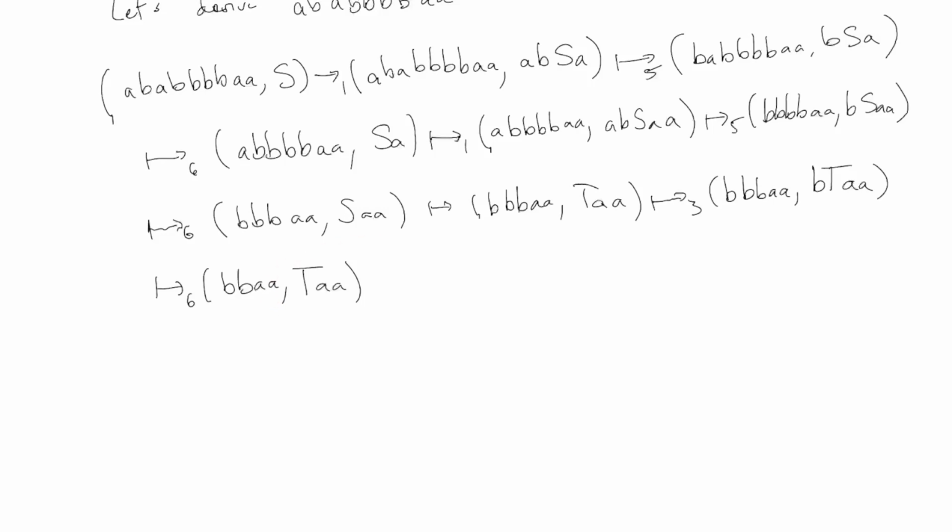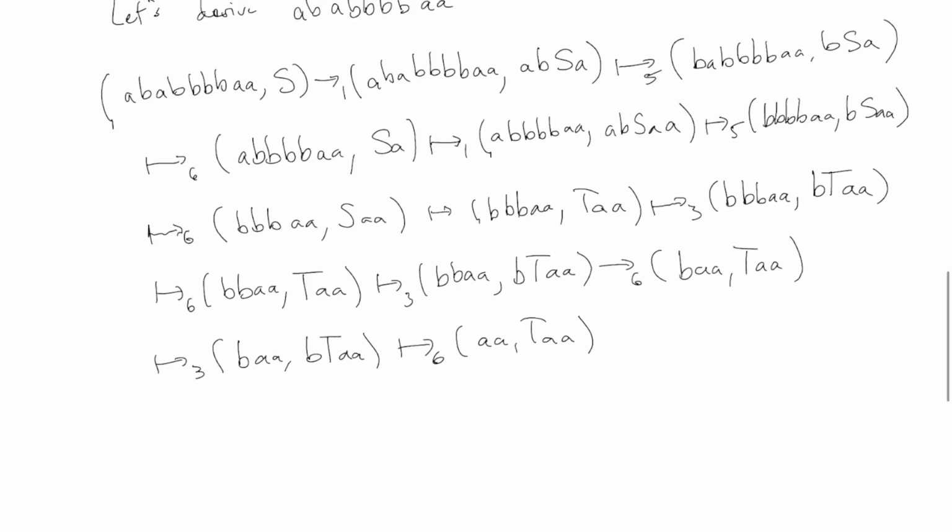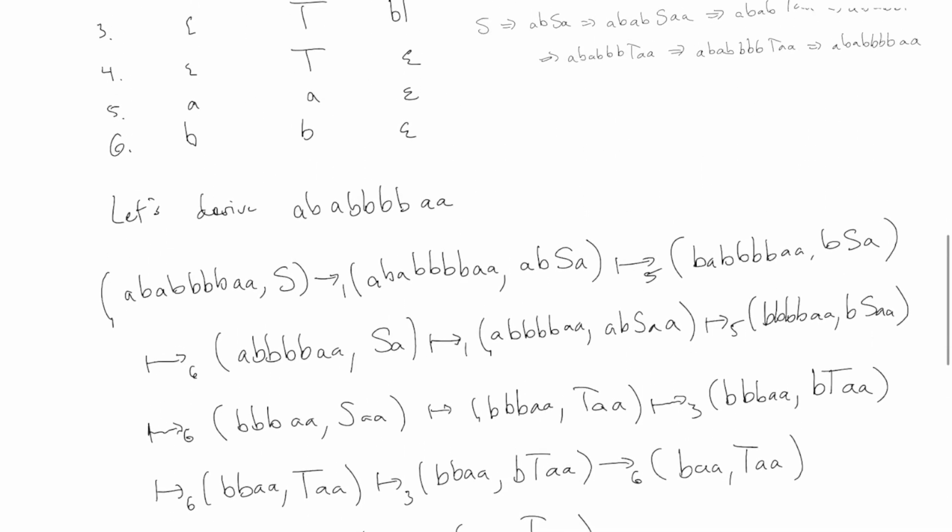I'm going to do 3 again, which is epsilon read. So it's BBAA, BTAA. Then a 6 to clear the B's. BAA, TAA. One last time. Rule 3. BAA, BTAA. Then a 6. AA, TAA. All right? And now finally, we are at the end of the grammar derivation now.